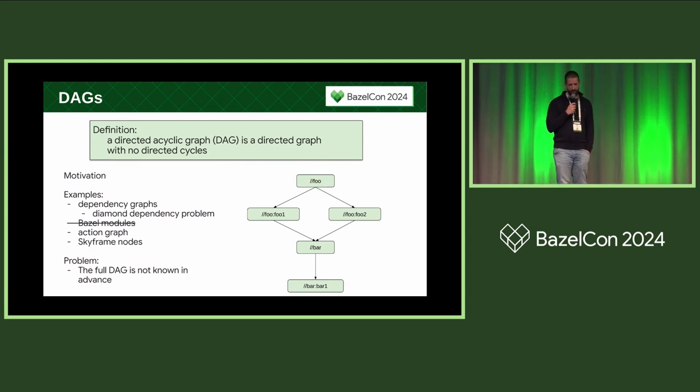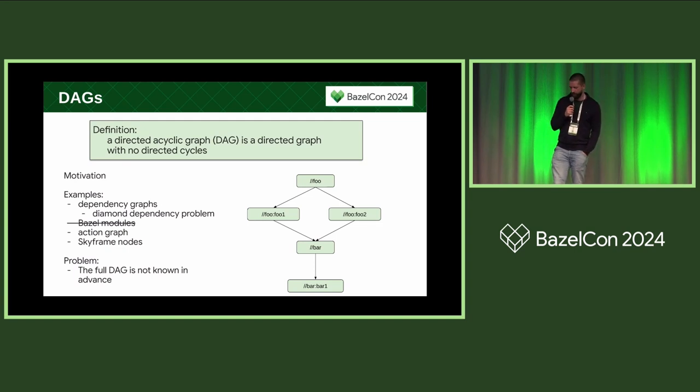There are several examples of DAGs in build systems. One that's mostly talked about is dependency graphs, and you can see the example of the build files in the picture on the right. Bazel modules are not really an example of a DAG because we allow cycles, and I'm actually really glad that we do. Then the action graph, which is something that Bazel constructs. Each action has input files, output files, and a command line. And you can imagine that this is also a DAG, because if there were cycles between actions, we wouldn't know which one to execute first. And last but not least, the example of our SkyFrame nodes. This is at the core of Bazel, and SkyFrame nodes also form a DAG.